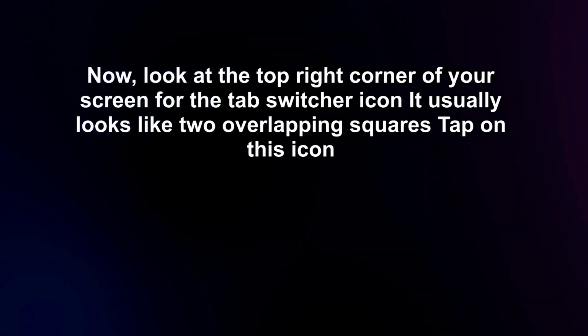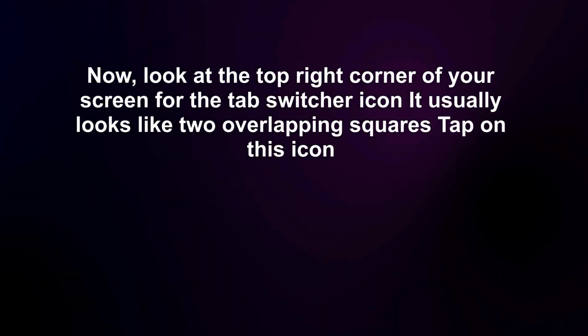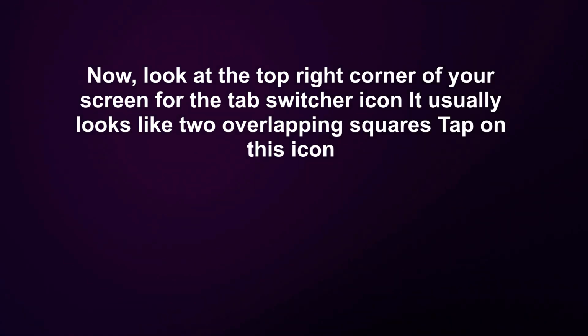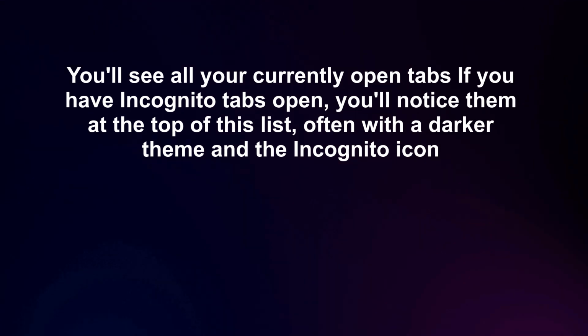Now, look at the top right corner of your screen for the tab switcher icon. It usually looks like two overlapping squares. Tap on this icon. You'll see all your currently open tabs.